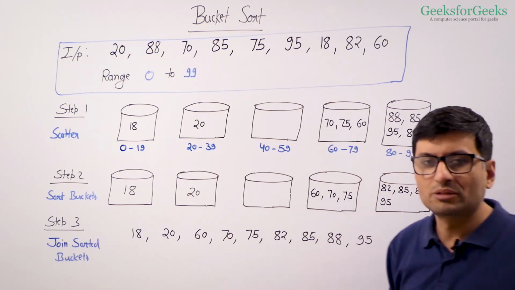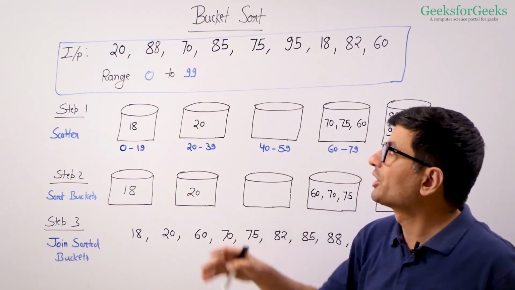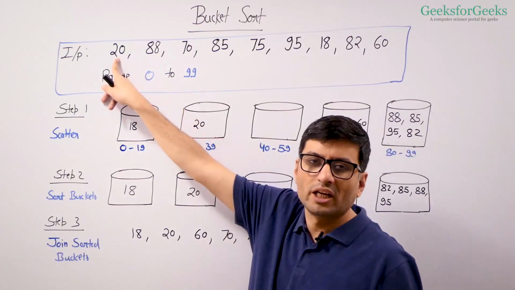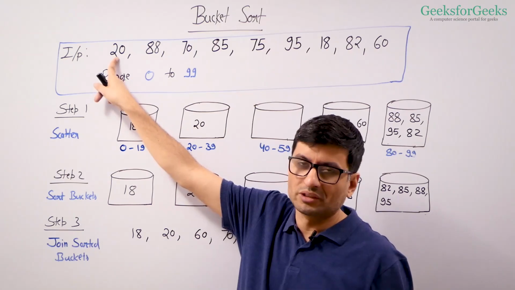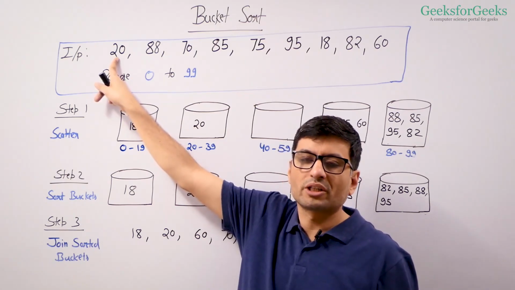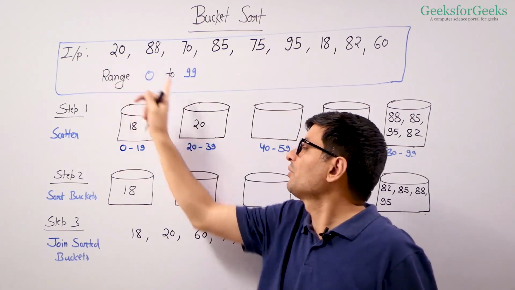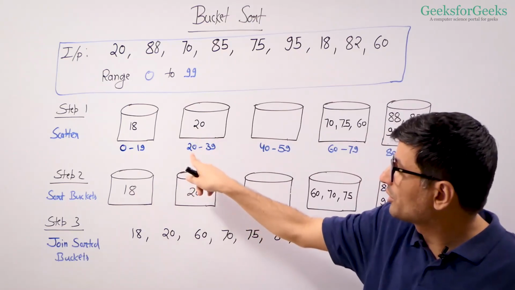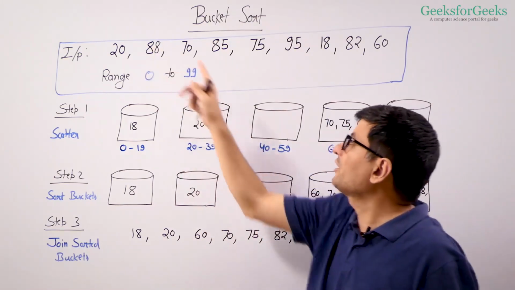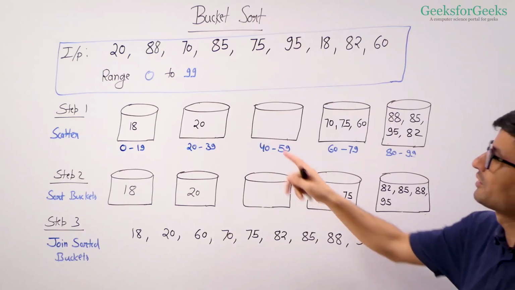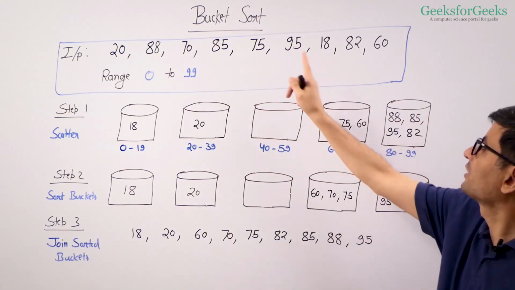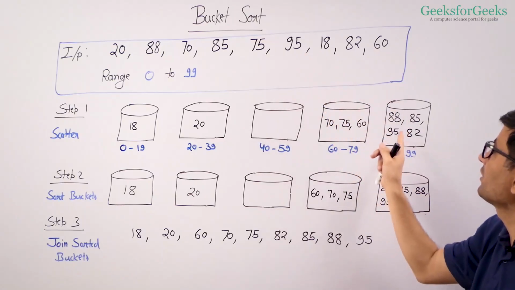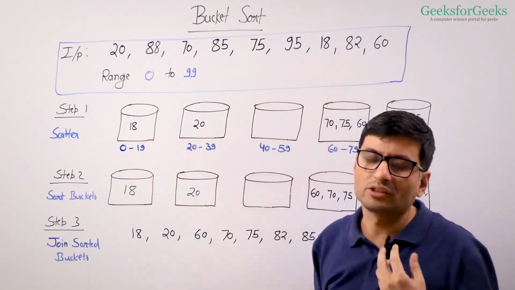Once we have created these buckets, what we do is we traverse through the input elements, and for every element we decide in which bucket this element should be going, and we put that element in that particular bucket. So 20 went into this bucket because this is 20 to 39. 88 went into this bucket. 70 went into this bucket. 85 here, 75 here, 95 here, and 18 into this bucket, and so on.